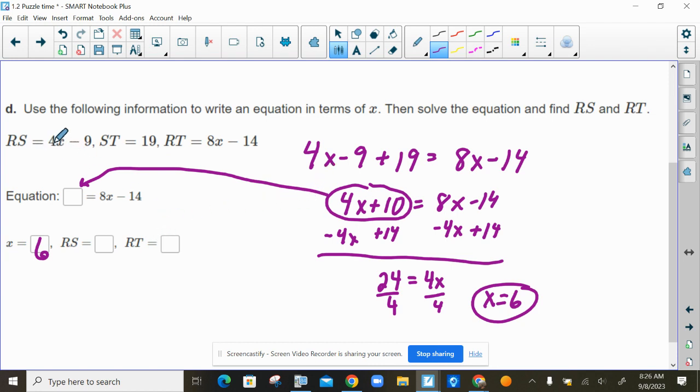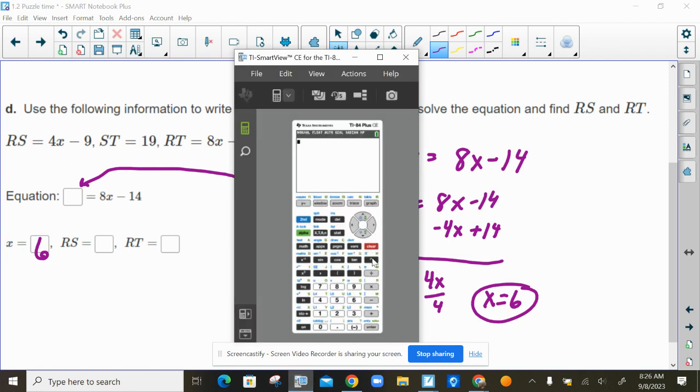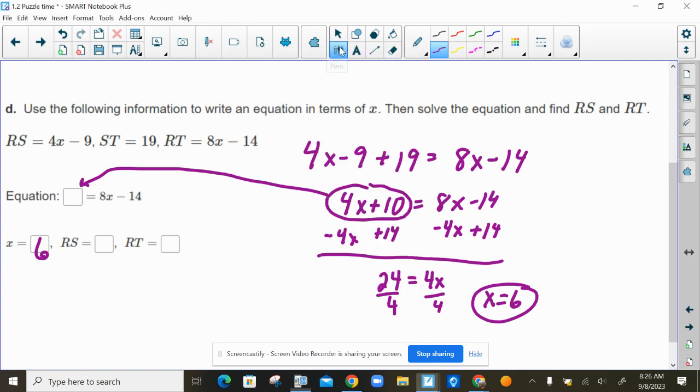And if x is 6, it should be very easy to find the rest of these. So for RS, we can, again, use your calculator if you need a calculator. So we're told that RS is 4 times your x. Well, 4 times 6 is going to be 24. Just type it in that way. Take away 9, and we're going to see it's a 15. Okay, so 15.